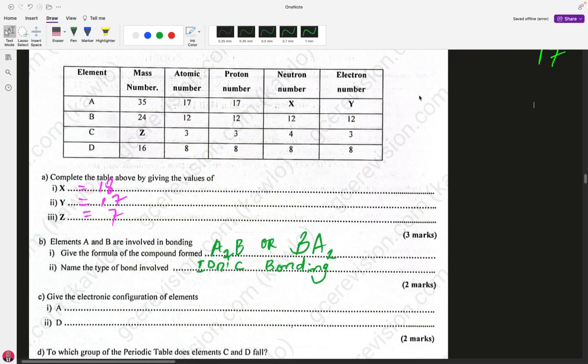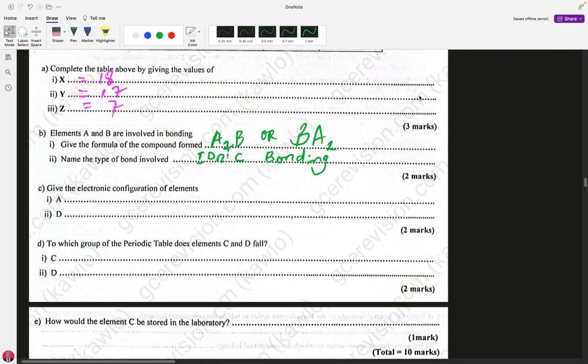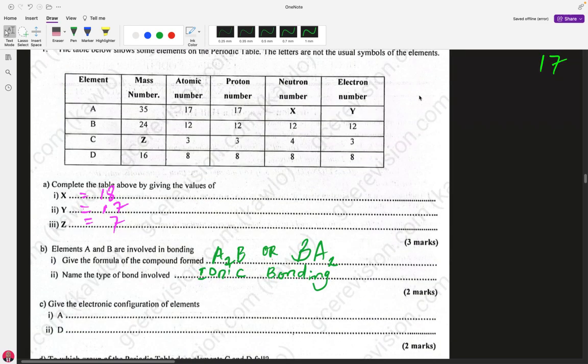The C part of it. C, give the electron configuration. Give the electron configuration of element A. As I said, element A is magnesium.